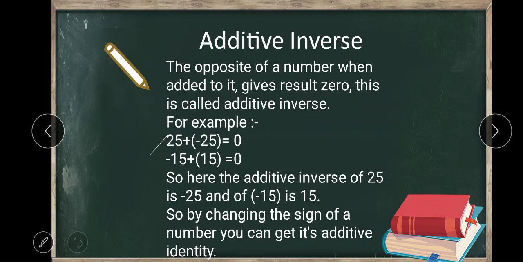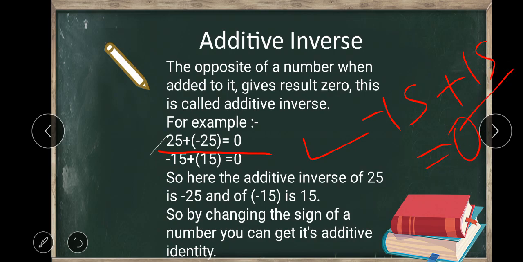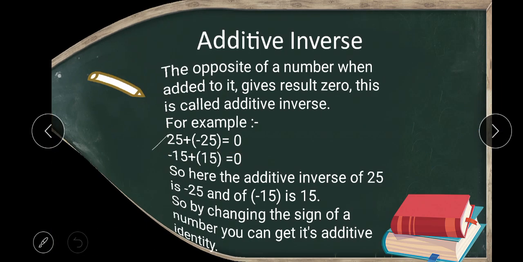For plus 25, we have minus 25 to get 0. Hence, minus 25 is here the additive inverse. For minus 15, we have plus 15 to get the result 0. Hence, plus 15 is here the additive inverse. Hence, minus 25 and plus 15 are working as additive inverses because they are giving 0, which is the additive identity. So, by changing the sign of a number, you can get the additive identity.